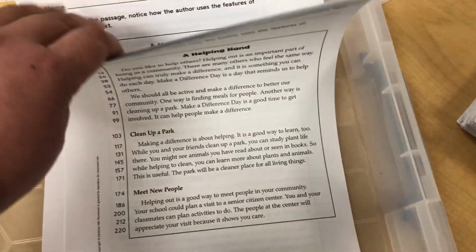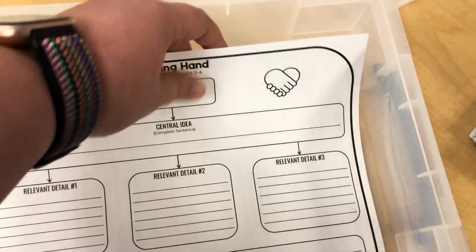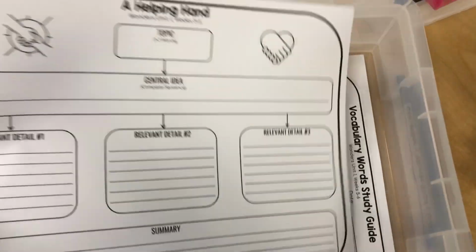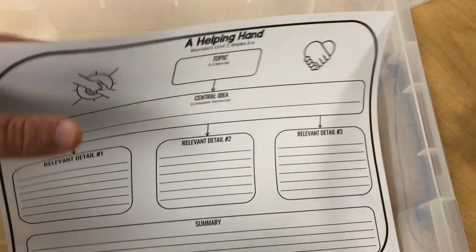So they have some questions using the text features of the passage. And they are also going to fill in this graphic organizer on main idea or central idea with relevant details so they can summarize it.